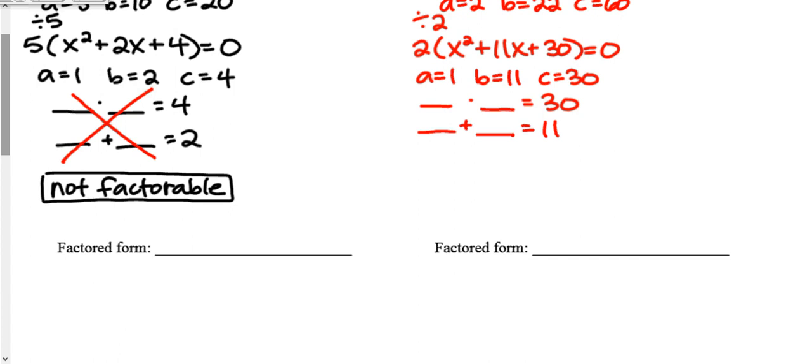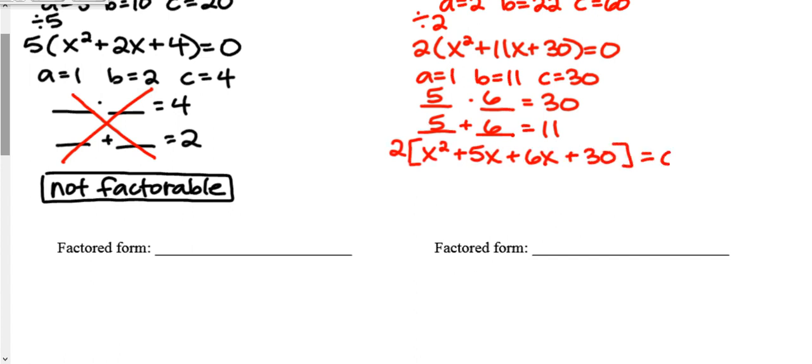So we do have two numbers in this case. Those two numbers would be 5 and 6. They multiply to 30, and they add to 11. So now we're going to rewrite our quadratic. So we have 2, and that would be x squared plus 5x plus 6x plus 30. And then in the same step, I'm actually going to group as well. So then we group.